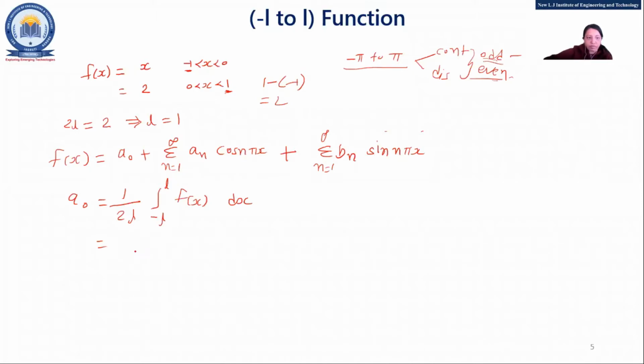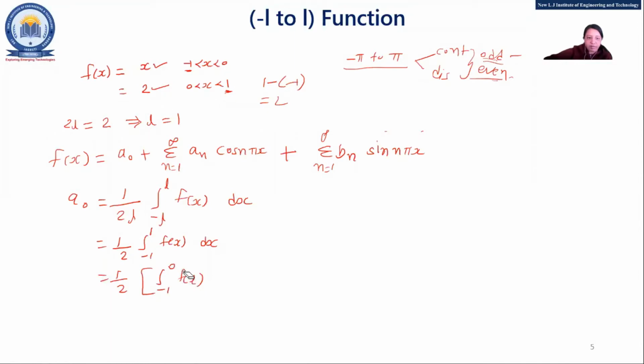Fine. Now we'll put the value of L. So L is 1, so it is obviously 1 by 2, minus 1 to 1 f(x) dx. But our function is discontinuous. That means in the minus 1 to 1 interval, it has two values, x and 2. So we have to write it separately. So first is integration minus 1 to 0 f(x) dx.